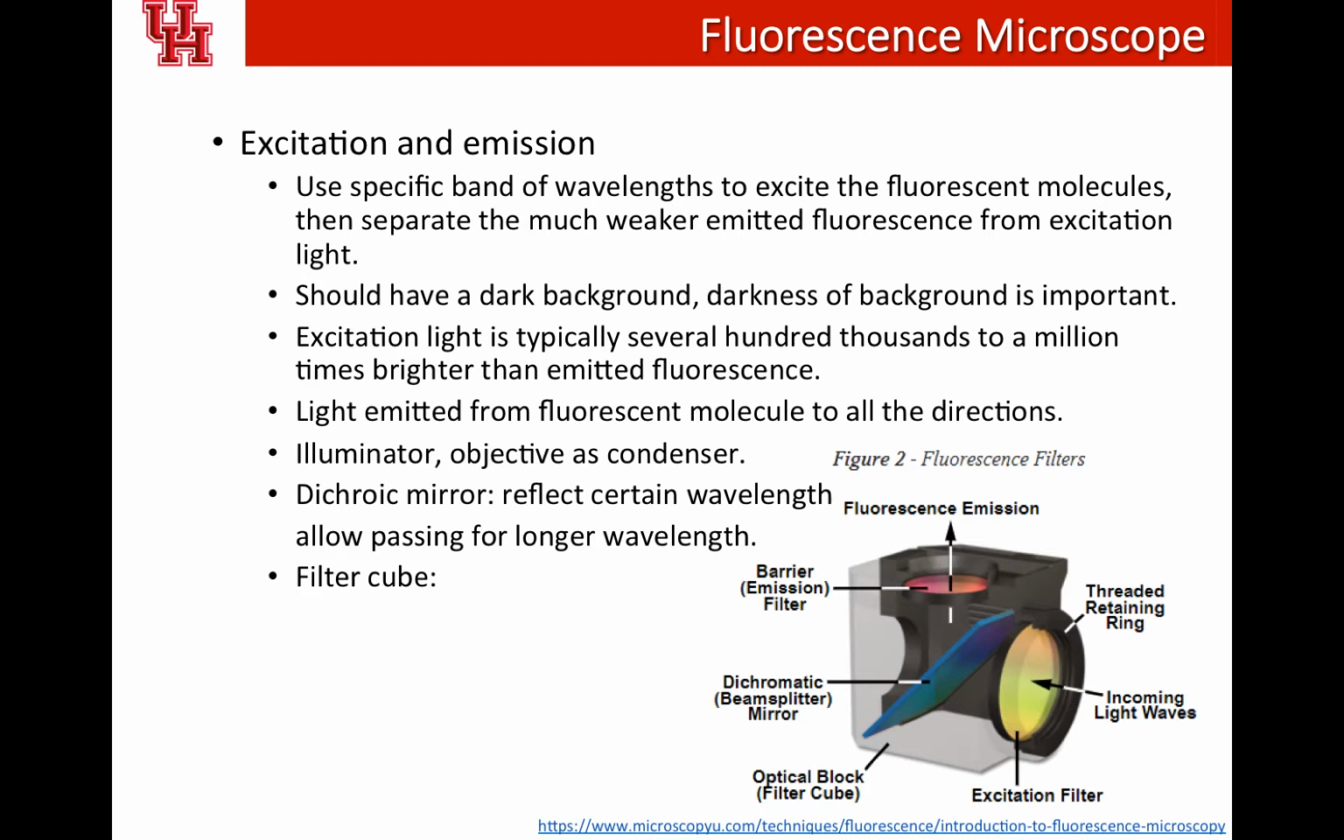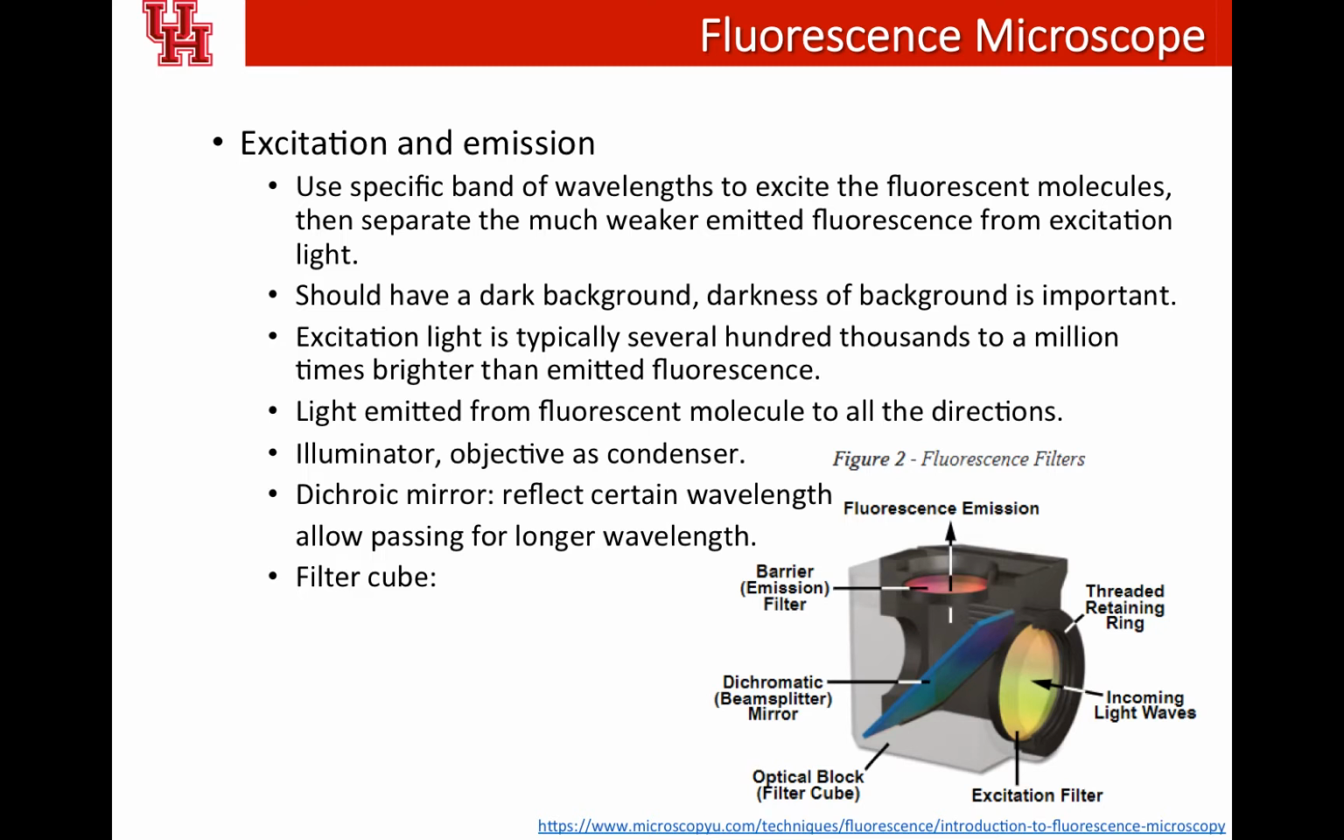It will go through it and then reflect on this dichroic mirror, also called a beam splitter. Then it reflects back towards your sample, goes through your objective, and after this illumination, the excitation, the sample will re-emit light. The objective will collect this re-emitted light and go back to this dichroic mirror, and then go through this emission filter. The emission filter's goal is to filter out all the rest of the excitation light.